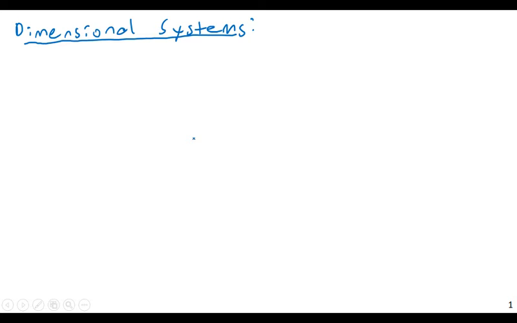So let's talk about dimensional systems. When I say a dimension, I am talking about a type of measurement. In other words, if I have a unit of weight, I can make that whatever I want. I can make it a pound. I can make it a newton. We can define a unit of weight as anything that we find convenient.